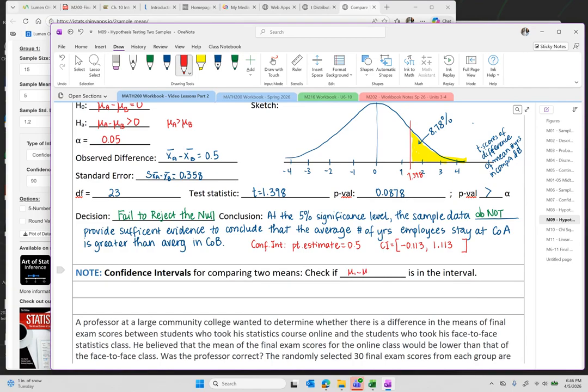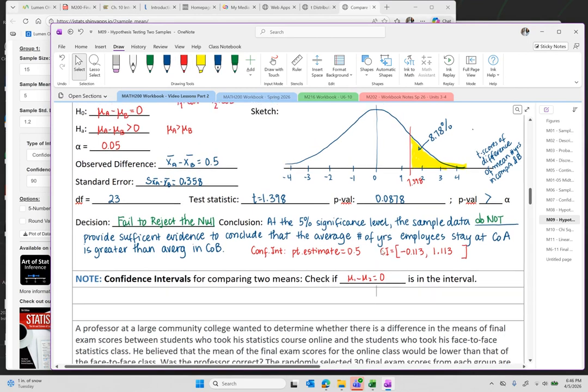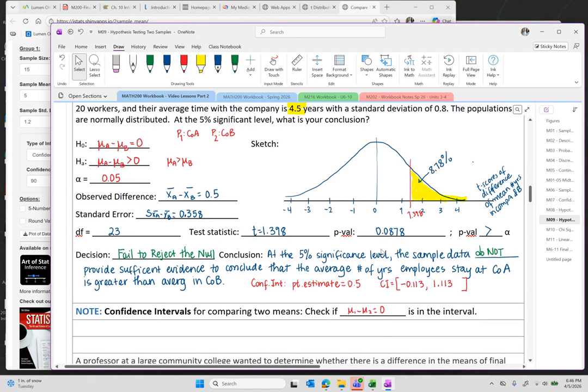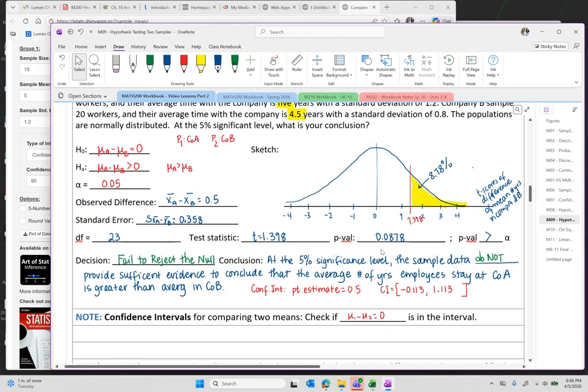And you can see here that the value of the difference mu1 minus mu2 equal to 0 is actually in the interval. So we are 95% confident that the difference between those two population means could be 0, it is a possible value, and therefore we fail to reject the null hypothesis, and we have insufficient evidence to support the alternative hypothesis.